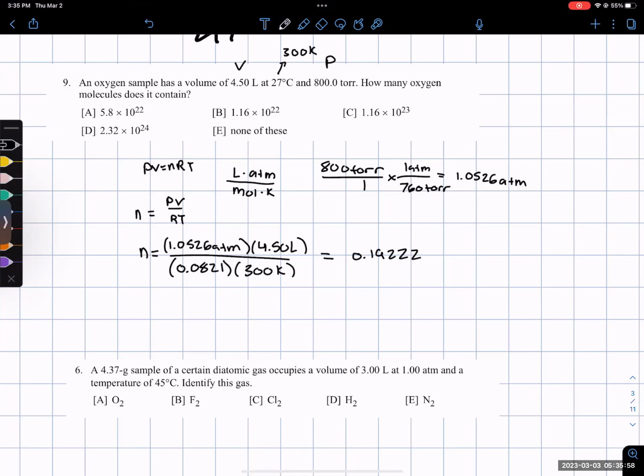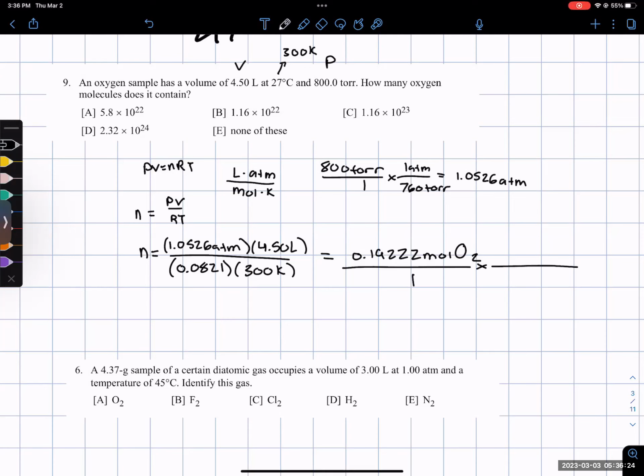0.19222. And this is the moles of O2 specifically. So let me just fact check that. I totally agree with you. 0.821 divided by 300. Interesting. 0.1923. It's all right. We'll go with this. Okay.